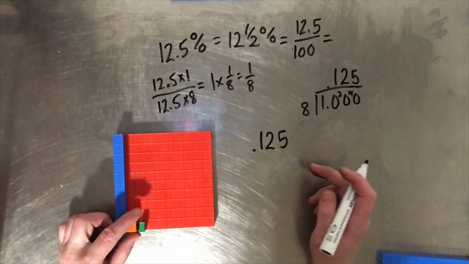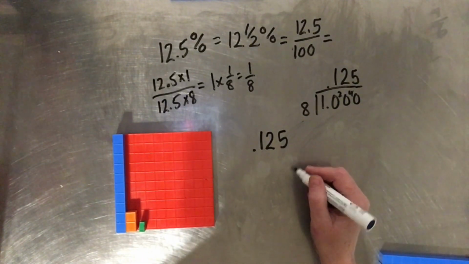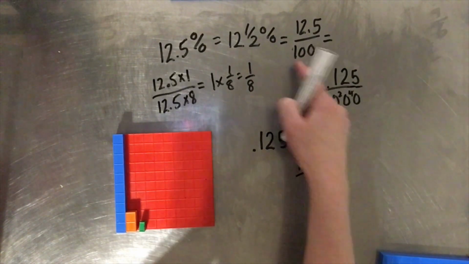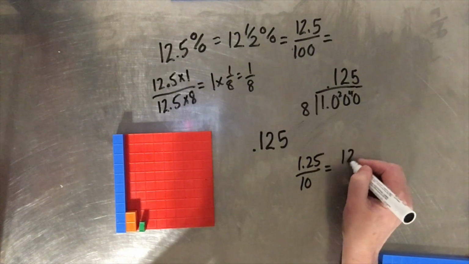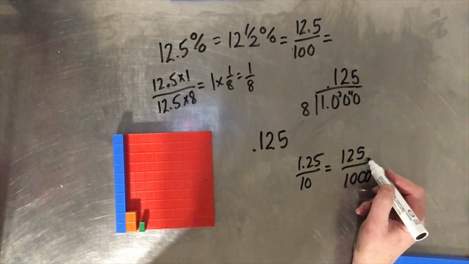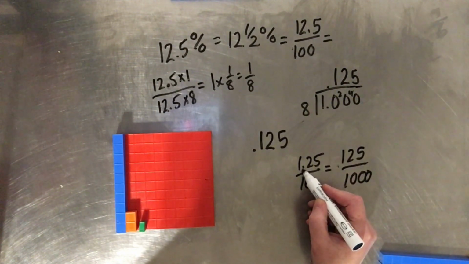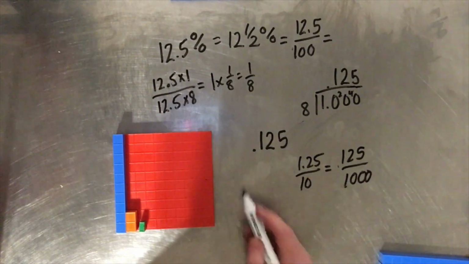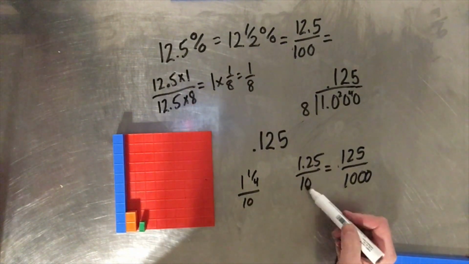Okay. I could write this fraction. I think I may have done this in the other video, but I could write it as 1.25 over 10. Could also write it as 125 over 1,000, right? Because there's my decimal place divided by 1,000, I'm going to have 0.125. There's my decimal place divided by 10, I'm going to have 0.125. There's lots of different ways to write this. You could also write this as 1 1/4 over 10, because isn't that the same?